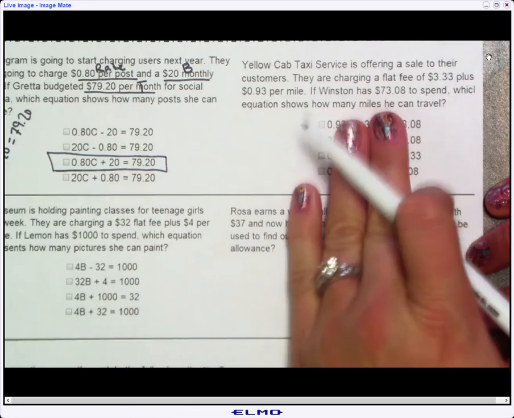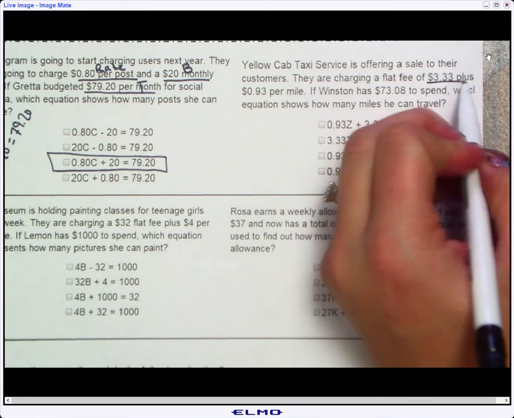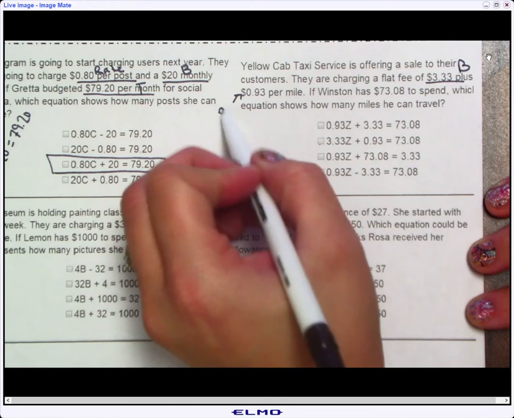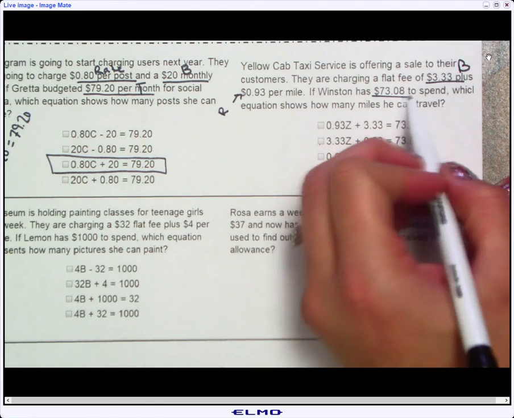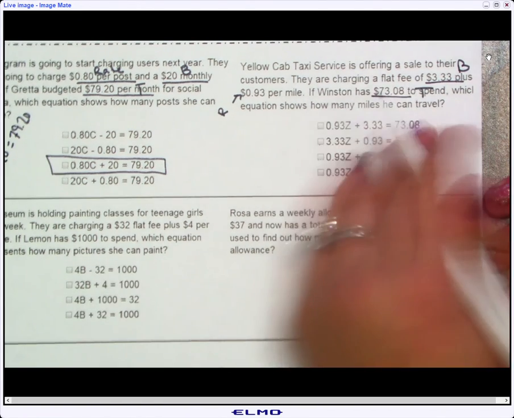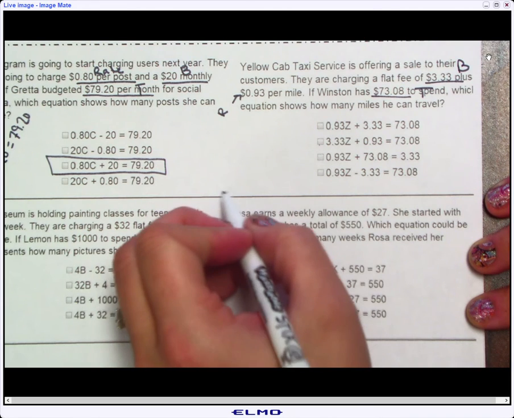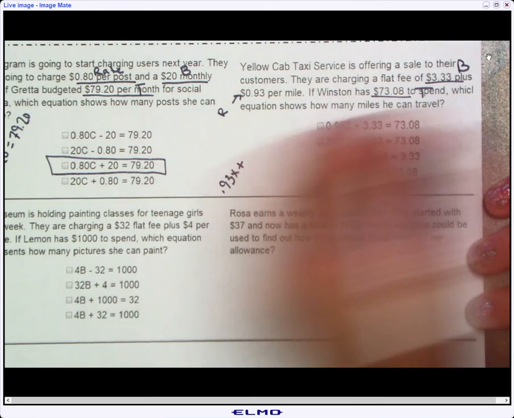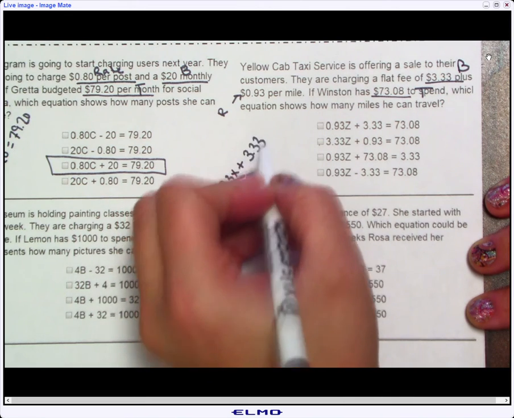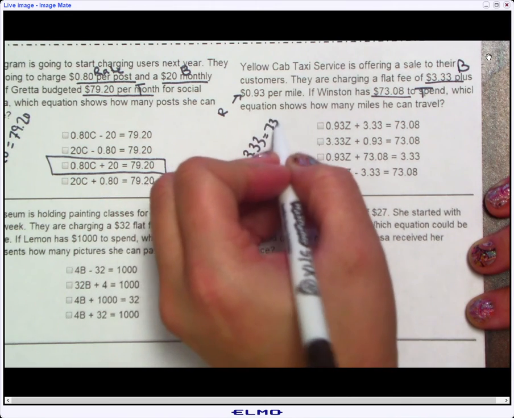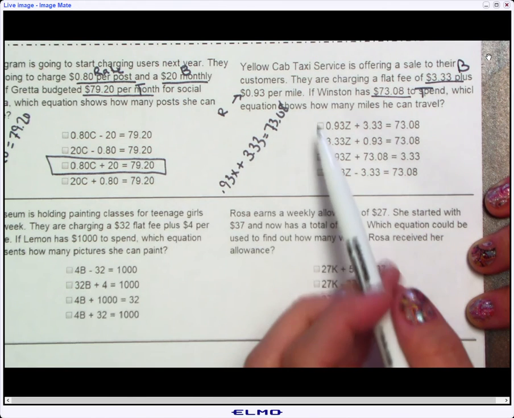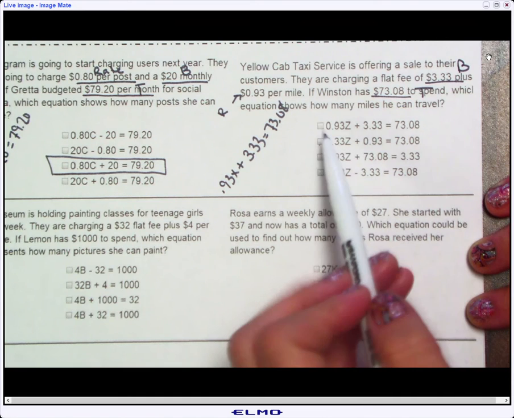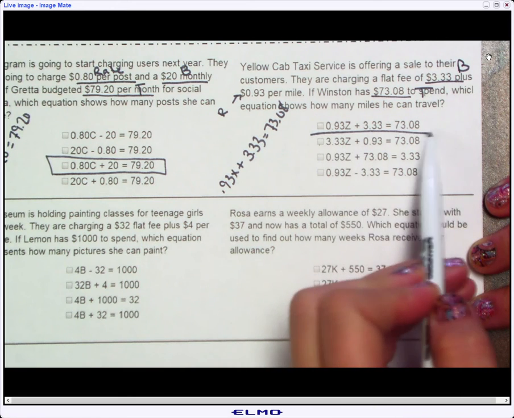Again, before I do this, I'm going to walk back here. Flat fee, that's my base. Per mile, this must be my rate. And he has this much to spend, that's the total. Still, not looking here, I'm going to go rate, 0.93 times my variable, plus my base of 3.33 equals the total that he has to spend. And now I can go back through and see which one matches to know what my answer is.